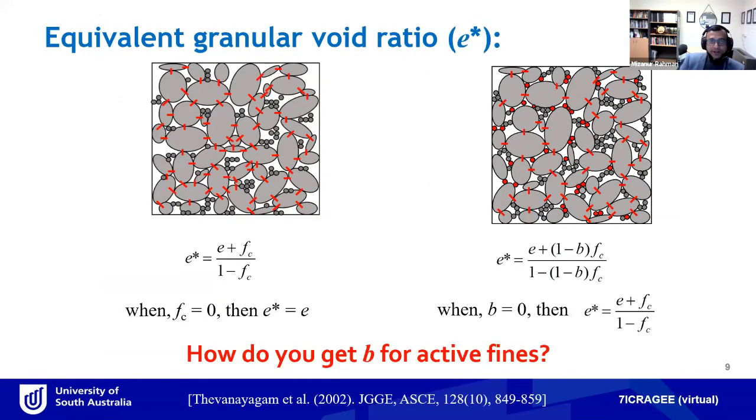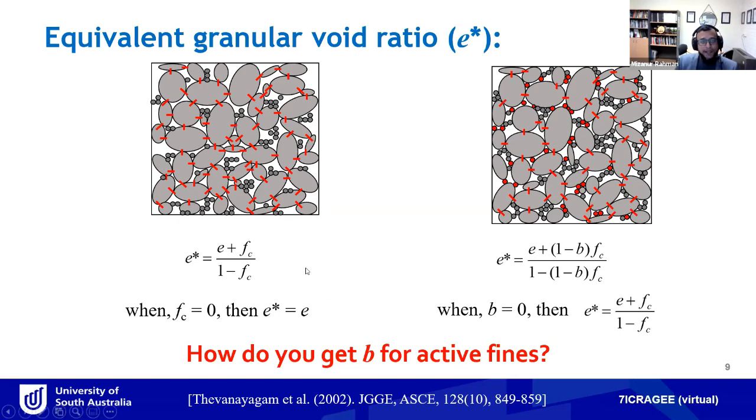If we understand that the void ratio needs to be modified to an equivalent granular void ratio, then we come up with some equations. So Thevanayagam first introduced this equation to modify the global void ratio to the equivalent granular void ratio. For this particular case, he's assuming all the fines over here are not contributing to the solid skeleton structure, not contributing to the strain, so we can consider these fines as void.